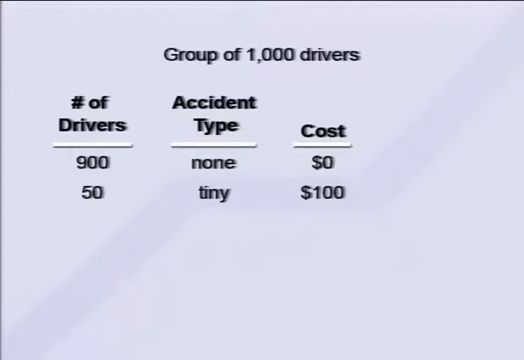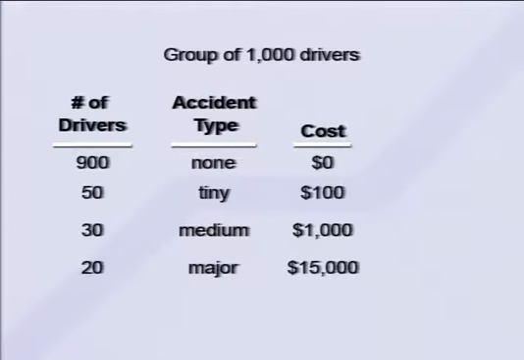50 of the people have only a few door dings or chipped paint, really tiny little accidents that cost $100 each. 30 of the drivers have medium-sized accidents that cost an average of $1,000 each in damages, and 20 of the drivers have really big accidents that cost an average of $15,000 apiece in damages.